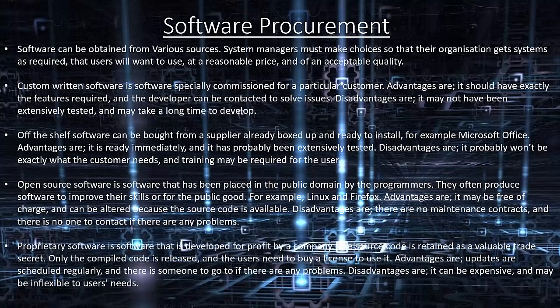Proprietary software is software that is developed for profit by a company. The source code is retained as a valuable trade secret. Only the compiled code is released, and the users need to buy a license to use it. Advantages are updates are scheduled regularly, and there is someone to go to if there are any problems. Disadvantages are it can be expensive and may be inflexible to users' needs.